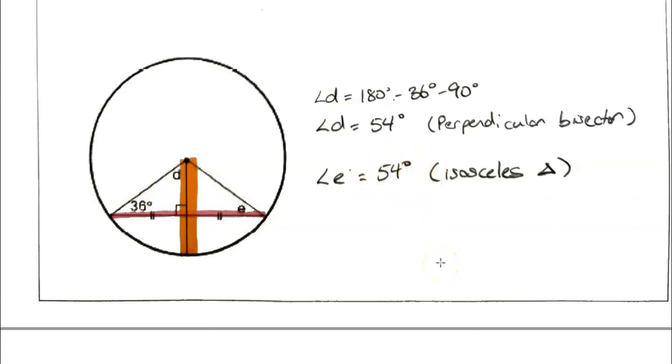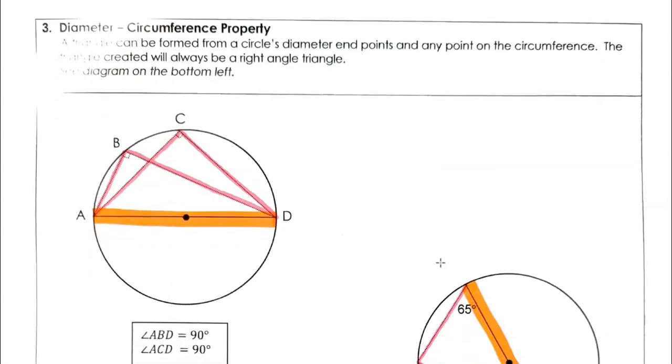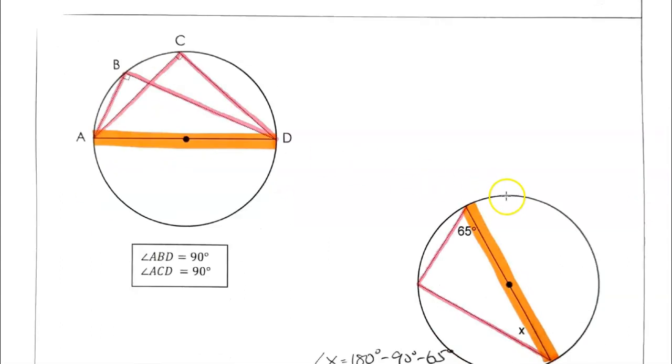I'm sorry. Okay, the very last one is called the diameter circumference property. And so here is a diameter, and if you have any two chords that connect from the diameter to an edge on the circumference and back to the diameter, that angle right at the circumference is always going to be 90. So ABD is going to be 90 degrees, and ACD is going to be 90 degrees as well.